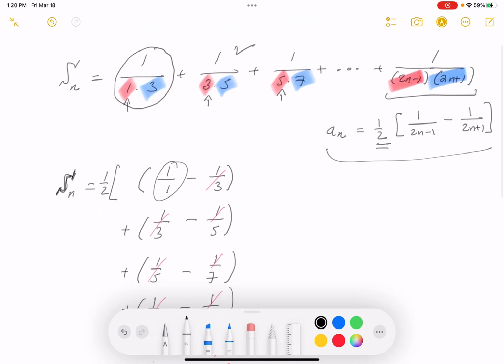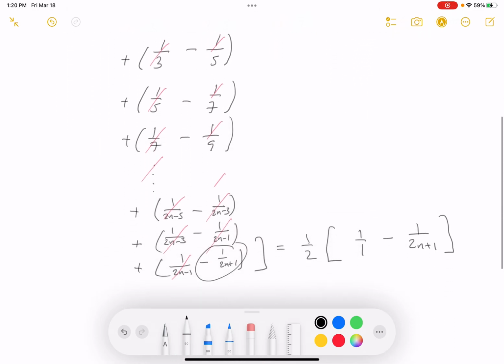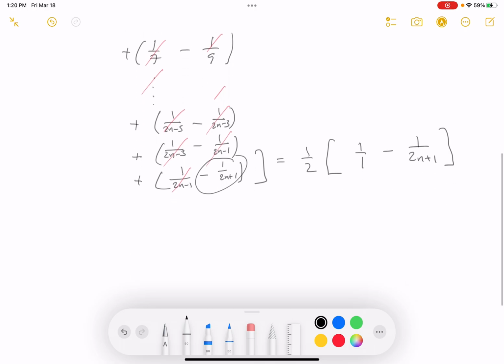An is the nth term. Sn is the nth partial sum. Okay, what are we doing now? This is the nth partial sum. So Sn is 1/2 times 1 minus 1 over 2n plus 1. We'll look at the key later.